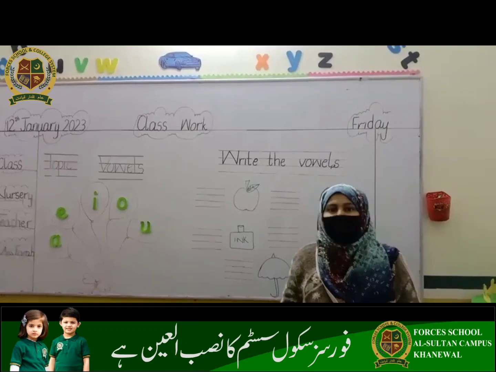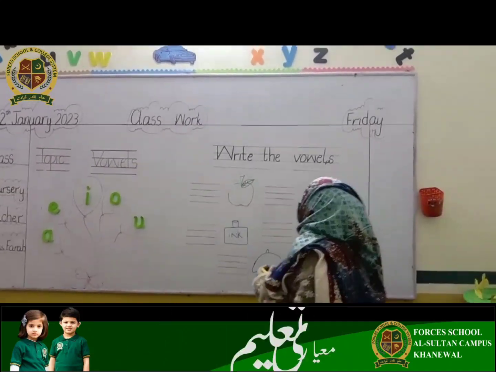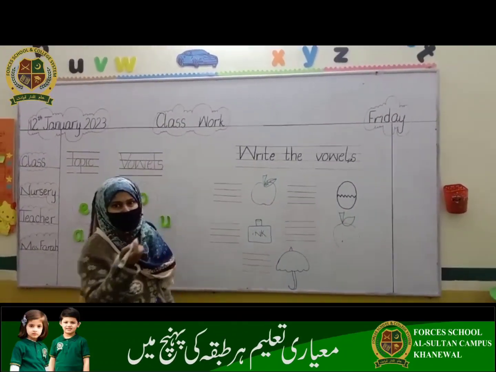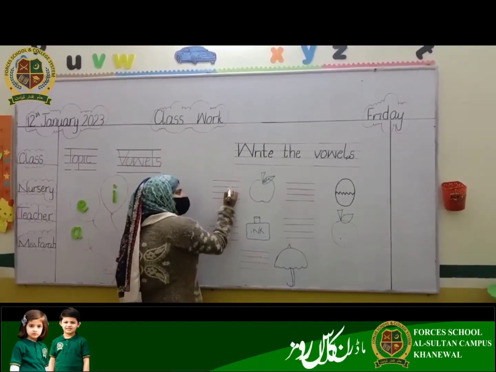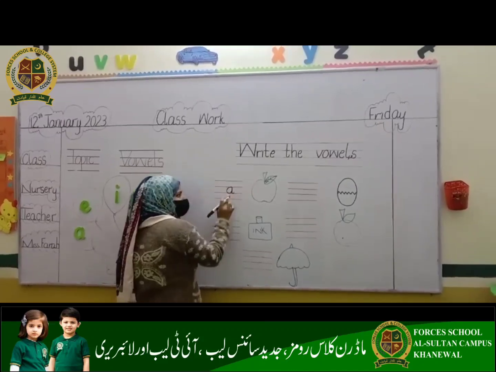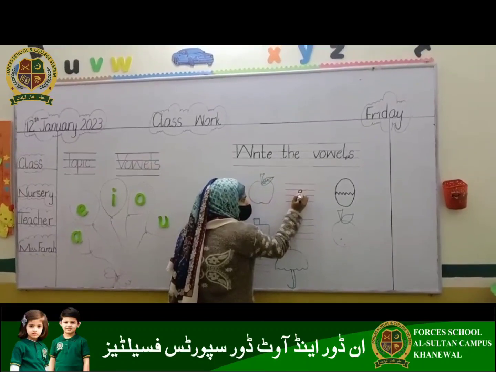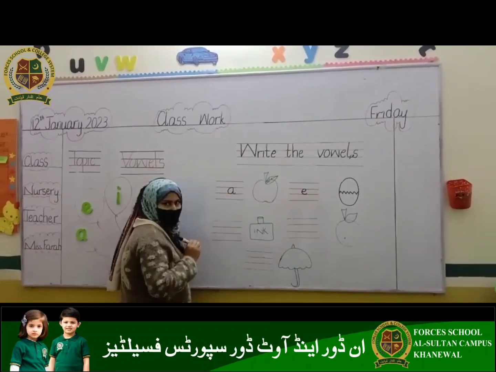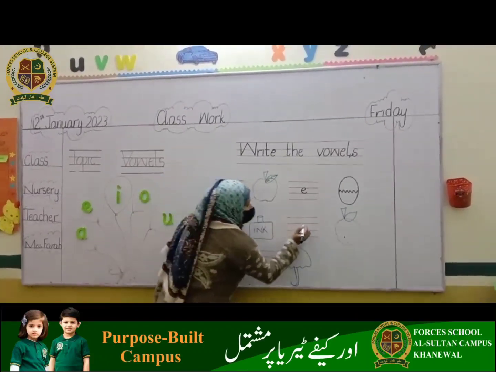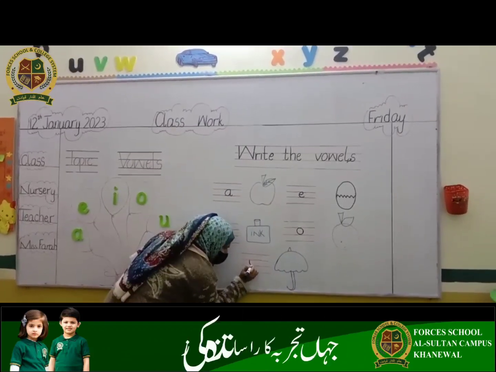Okay, now we write the vowels. Now we write the vowel names and you repeat with me, okay? The first vowel name is A. And the second is E. I. O. U.